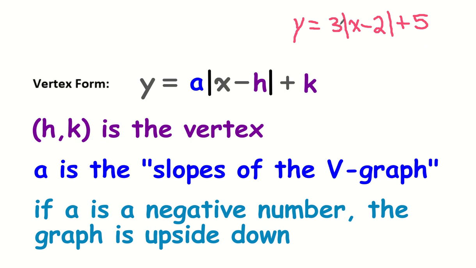And then you'd look at this 3 and you go, ooh. Now it's a positive 3, so my v is still going to be opening up, but the 3 changes the slopes, and so you're going to be going up 3 over 1, up 3 over 1 in both directions. And that's what you would do to draw your v.